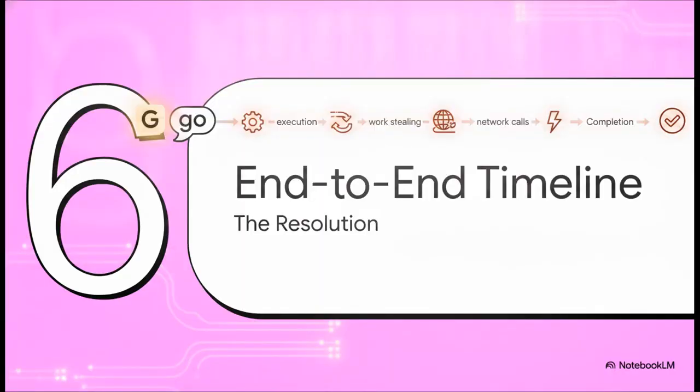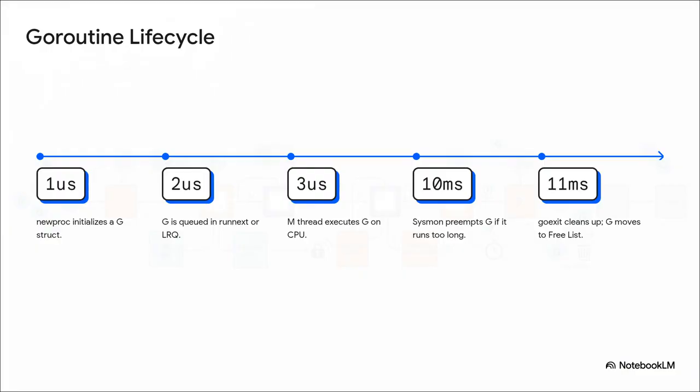Section 6. The end-to-end timeline. The resolution. Let's see how this builds out as a complete temporal flow. Our Go routine has survived creation, execution, work stealing, network calls, and even preemption. At 1 microsecond, newproc creates our struct. By microsecond 2, it's queued in runnext. At microsecond 3, the M thread pulls it into the execute loop. If it runs too long, say around the 10 millisecond mark, sysmon preempts it.